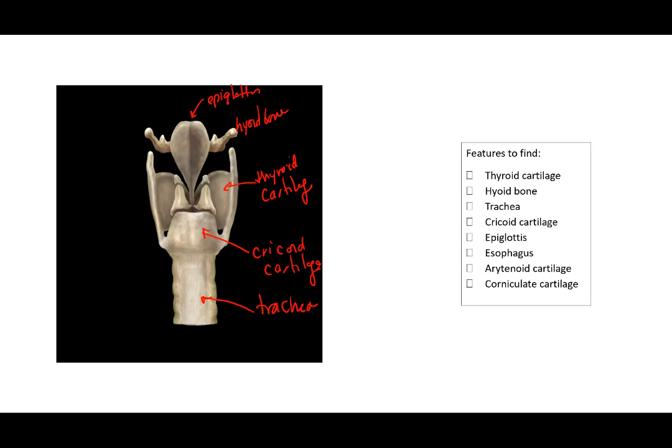The extra things that we can see here, this here is the arytenoid cartilage. So I'm just putting a little triangle, so it's a triangle thing there. And then the corniculates are the solid little nubs at the top of it there. So I'm just going to put a little solid form there.